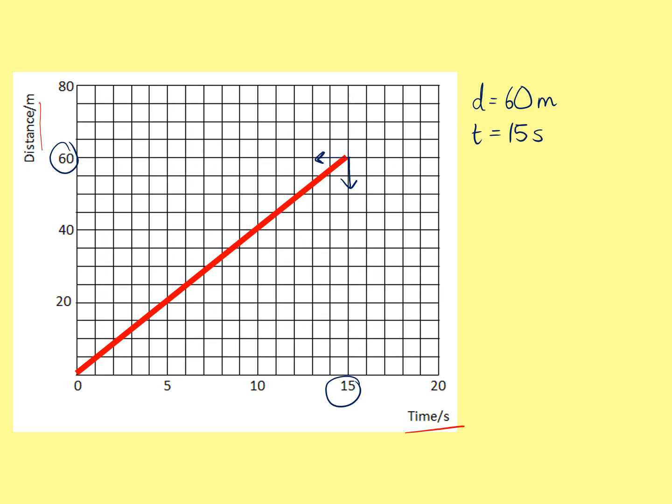And we want to calculate speed. So the equation: speed is equal to distance divided by time. Speed is, in this case, 60 metres in 15 seconds. Now on a calculator, 60 divided by 15 is 4. So the speed is 4 and the unit is metres every second, or metres per second.